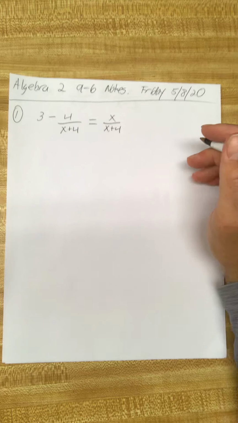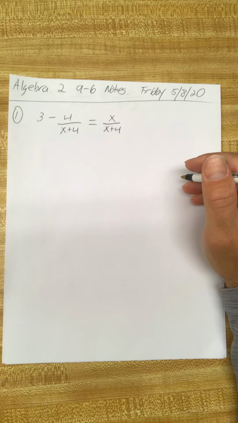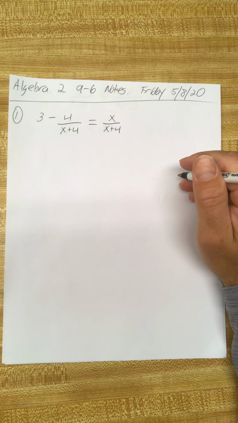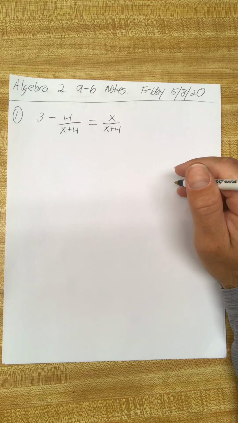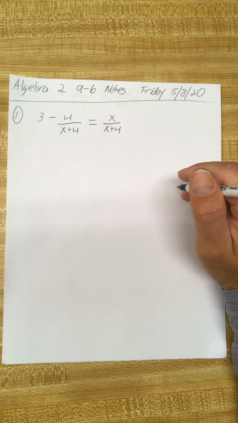Alright, so today we're going to wrap up solving rational equations. I have 3 to go over with you. Then we're going to do the same thing as Wednesday, where I have a couple problems that I'm going to give you, and you need to complete those on paper and send me a picture of them.